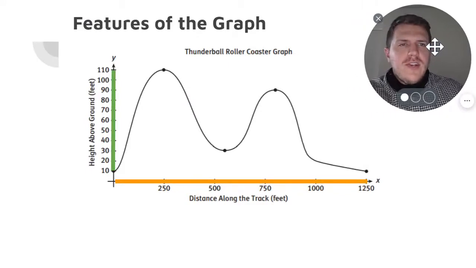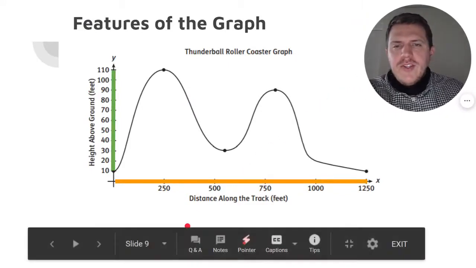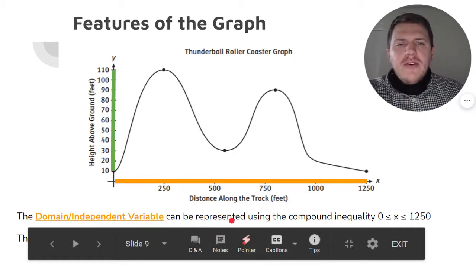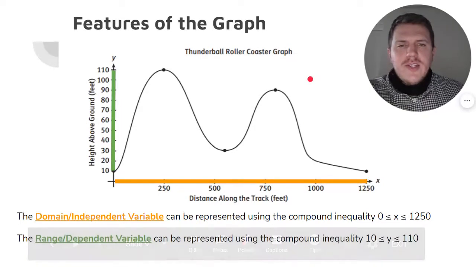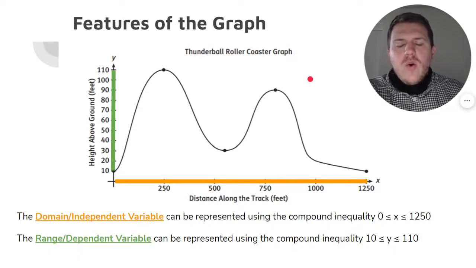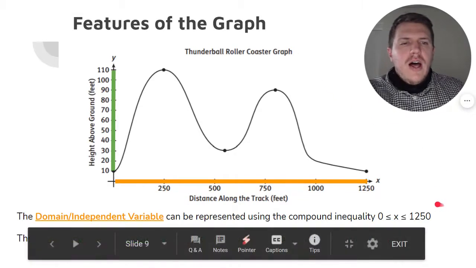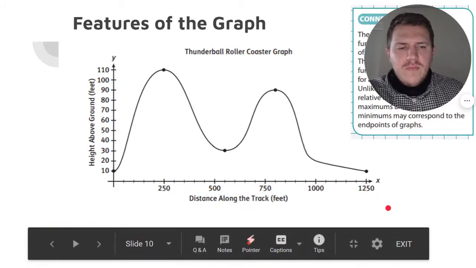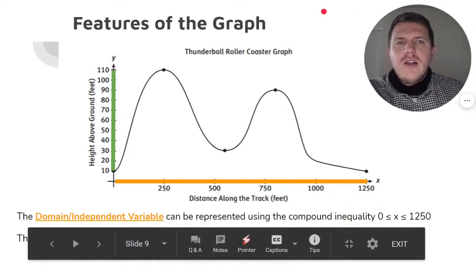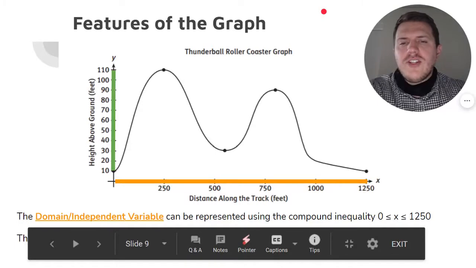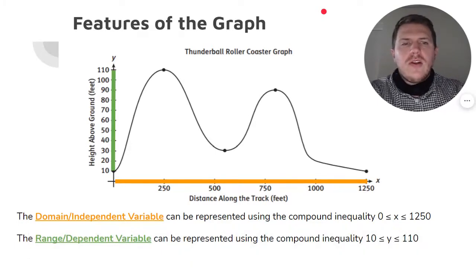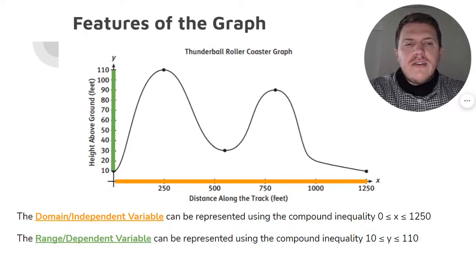I'll move myself over here so you guys can see that. Okay, so we can represent these using compound inequalities, which looks like this. The domain or independent variable can be represented using the compound inequality 0 is less than or equal to x, less than or equal to 1,250. And then the dependent variable or the range can be represented using the compound inequality at the bottom there: 10 is less than or equal to y, less than or equal to 110.